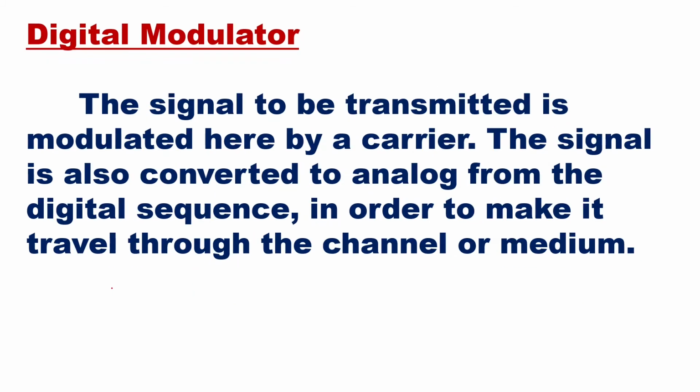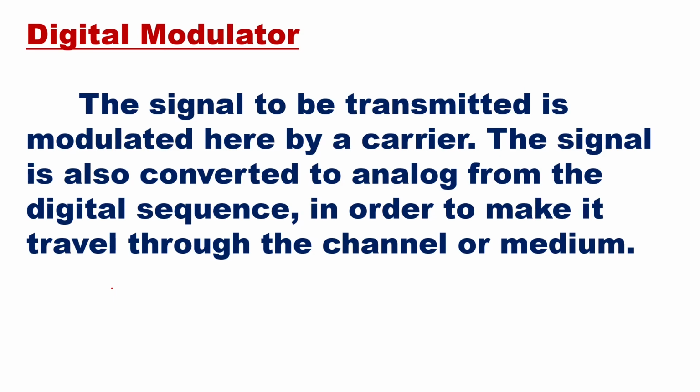Then you have the digital modulator. The signal to be transmitted is modulated here by a carrier. The signal is also converted into analog form from the digital sequence in order to make it travel through the channel or medium. So here, the information which is in binary form, a binary sequence of ones and zeros, digital information, is going to modulate a high frequency sine wave carrier.